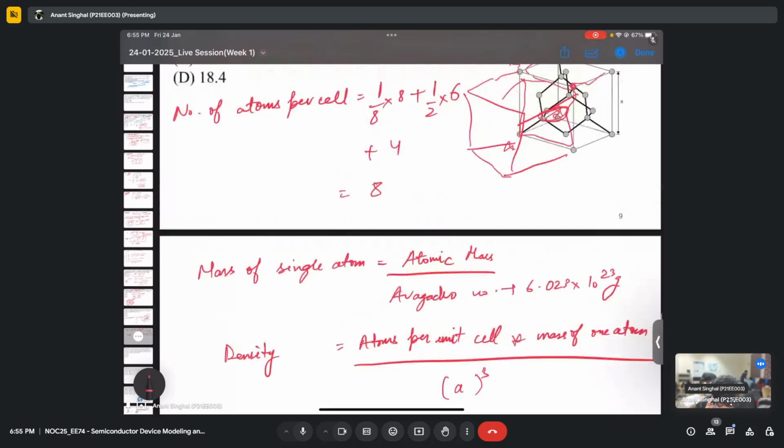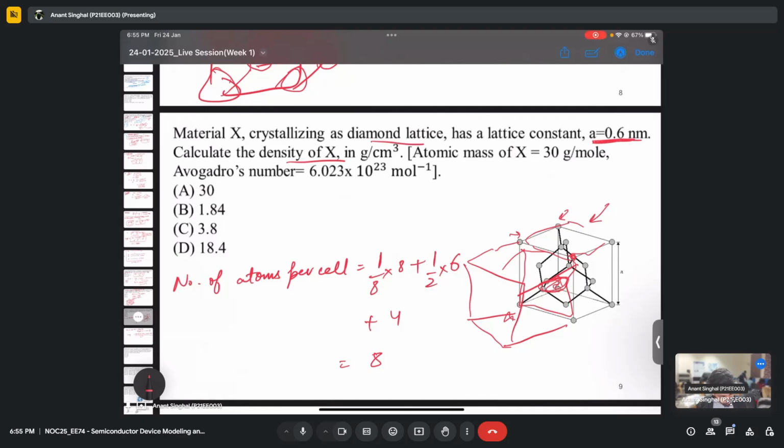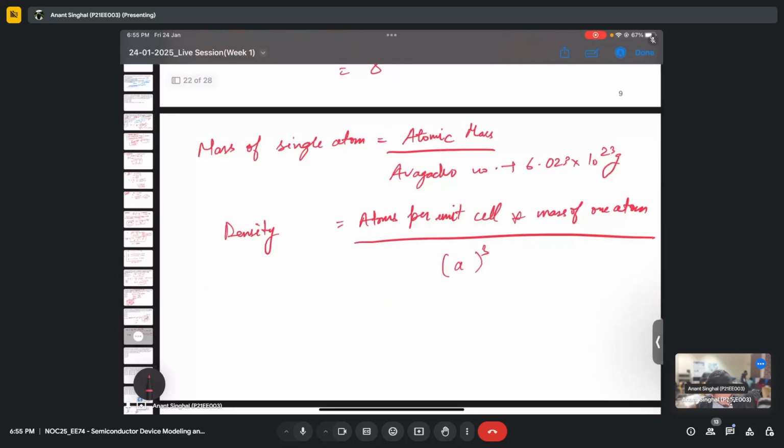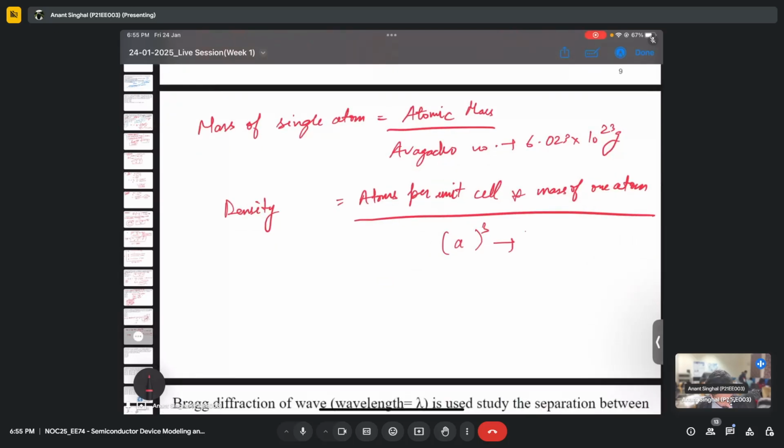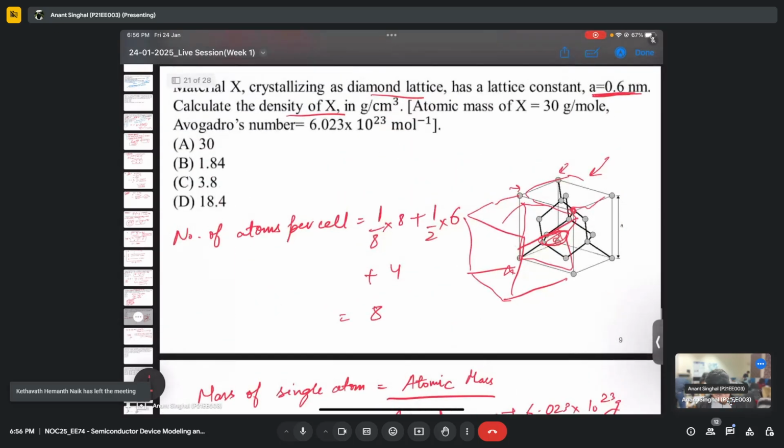That is, I guess, given already. Is it given or not? Yeah, this is the lattice constant, that is a cube, that is already given. So this is the volume. That is why we are calling it density, and this is in per centimeter cube only. So that is why the unit will be gram per centimeter cube. So now we just need to put in the values. Do you want to try and solve it? This is straightforward now.